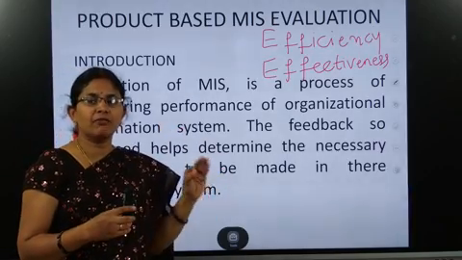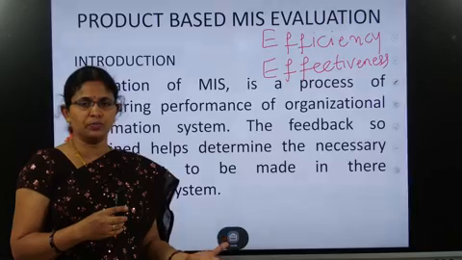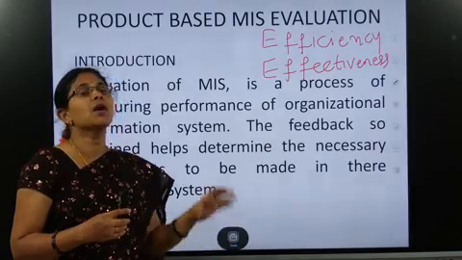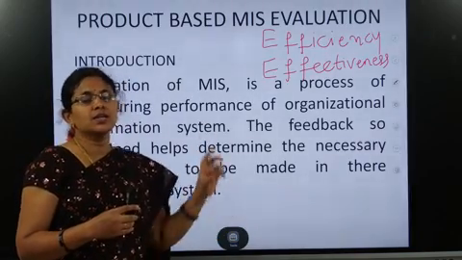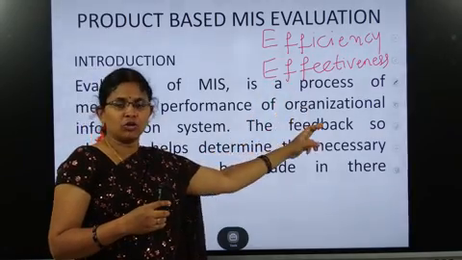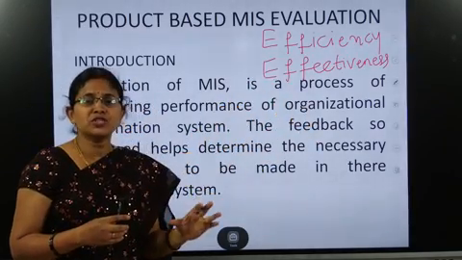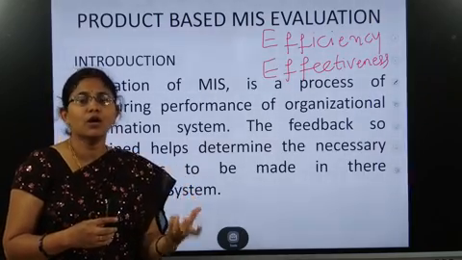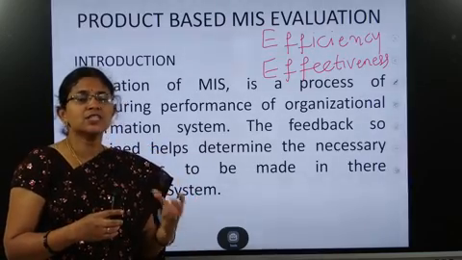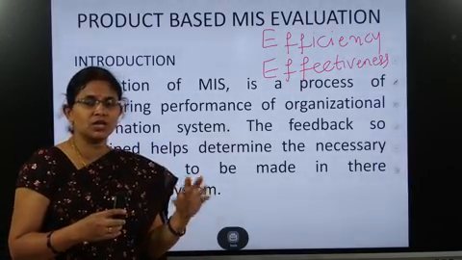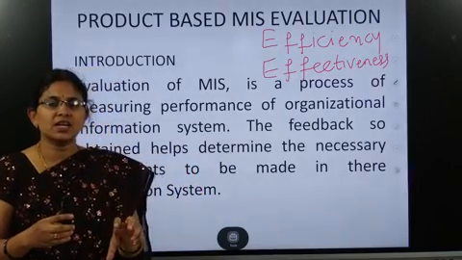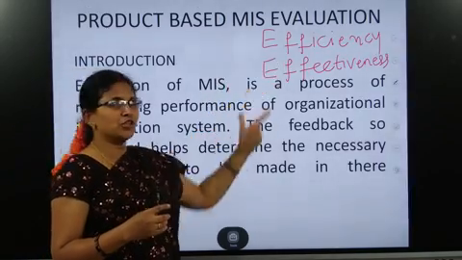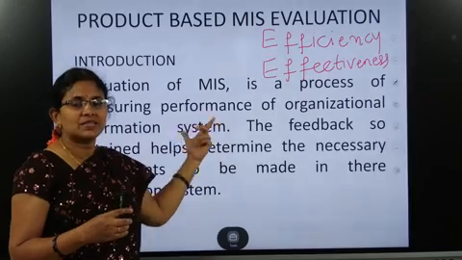What is effectiveness? Effectiveness is nothing but the quality of the output. Whether the reports and results generated from the new system are of good quality or not, that process is called effectiveness. What is efficiency? Efficiency is nothing but the total amount of resources utilized for producing the output. It means how much input you are using in order to produce a particular output. That proper utilization of input is nothing but efficiency. These are the two main classes of evaluation.